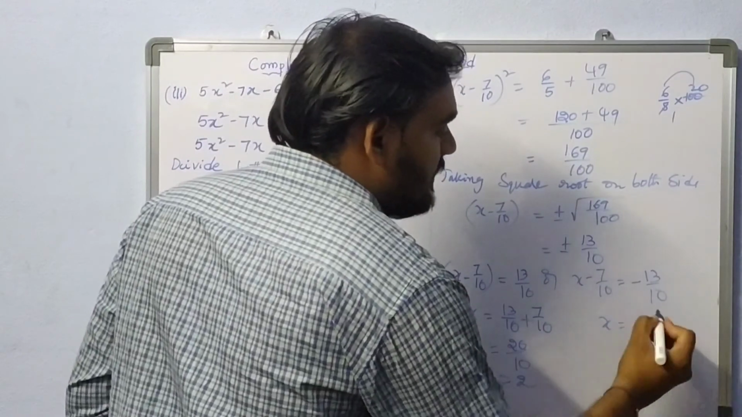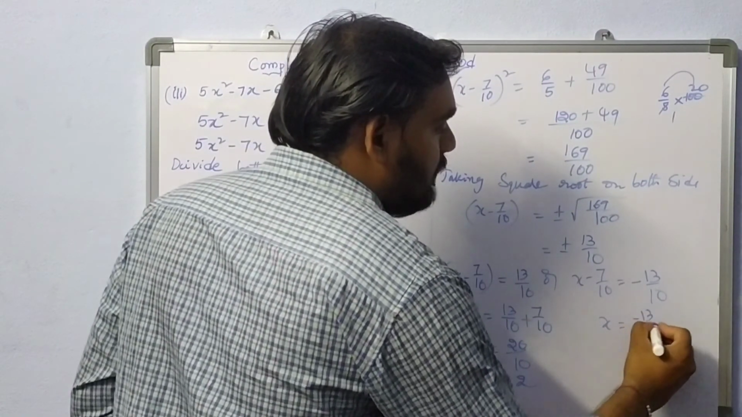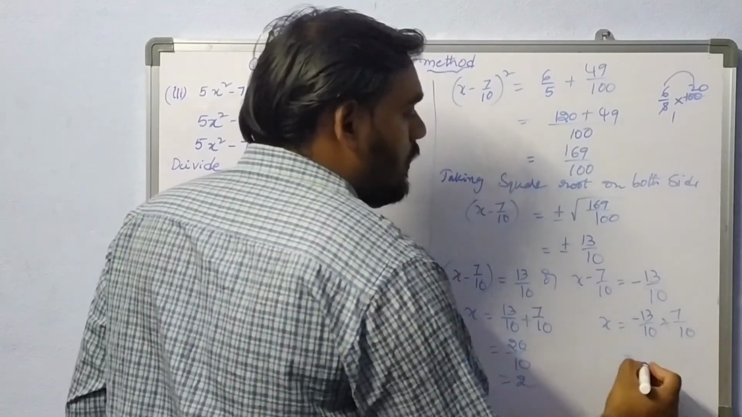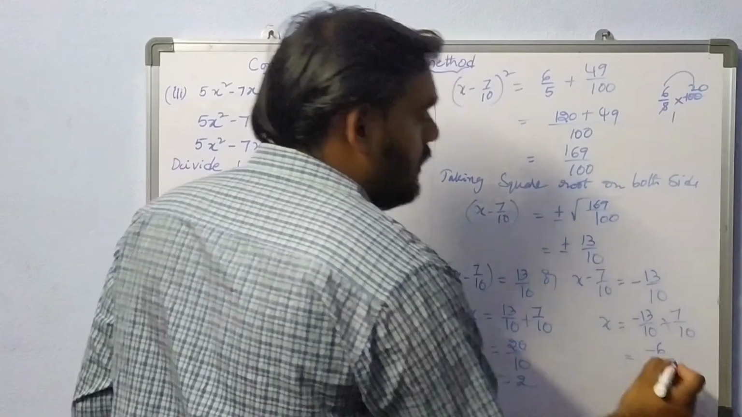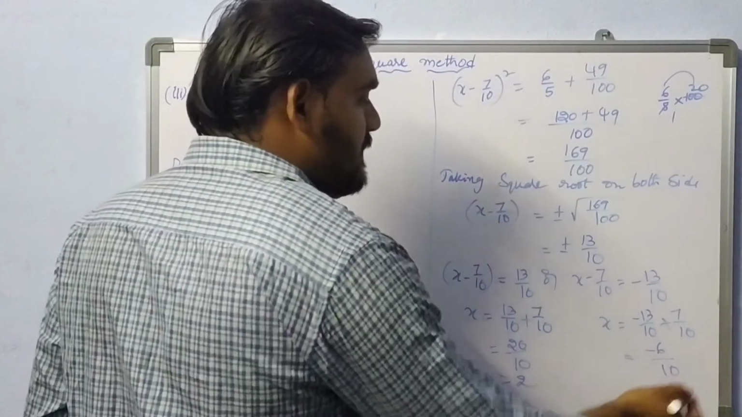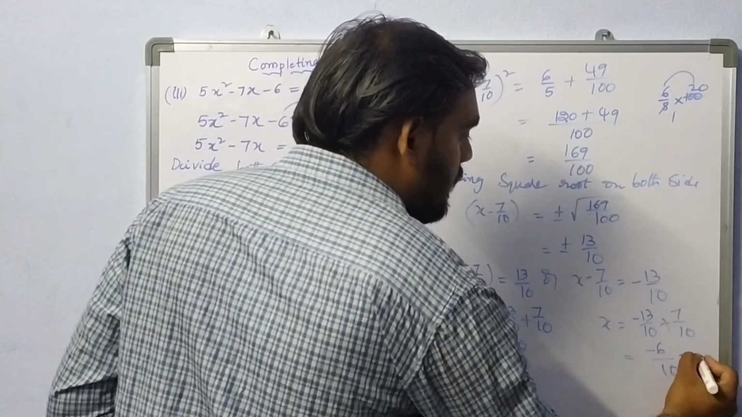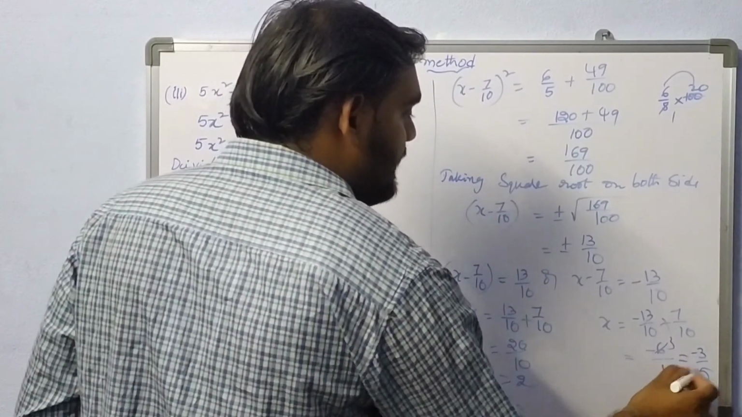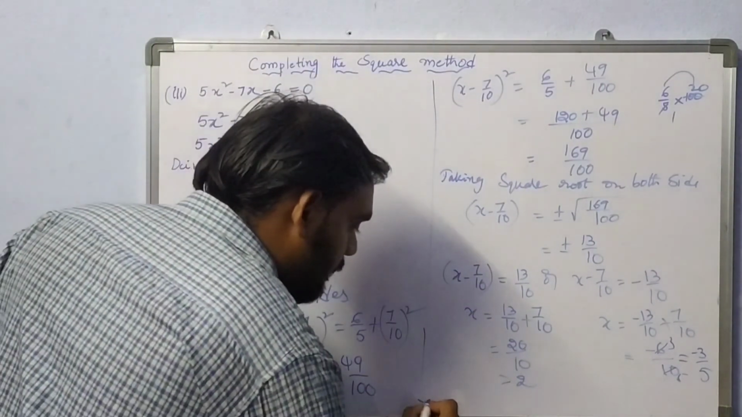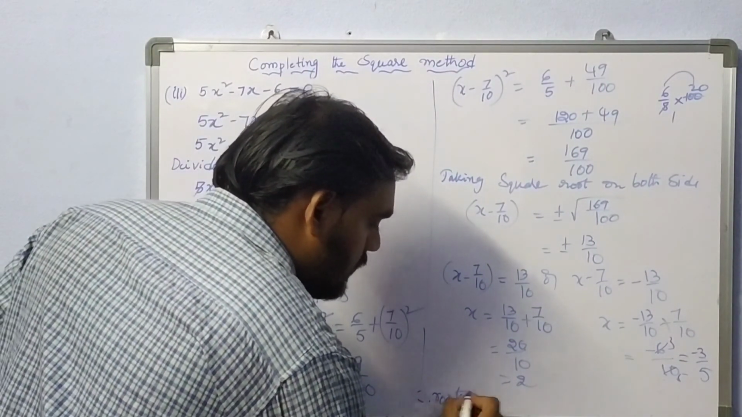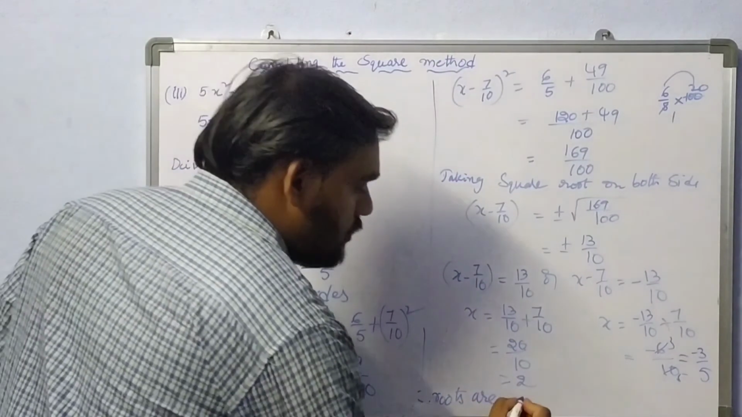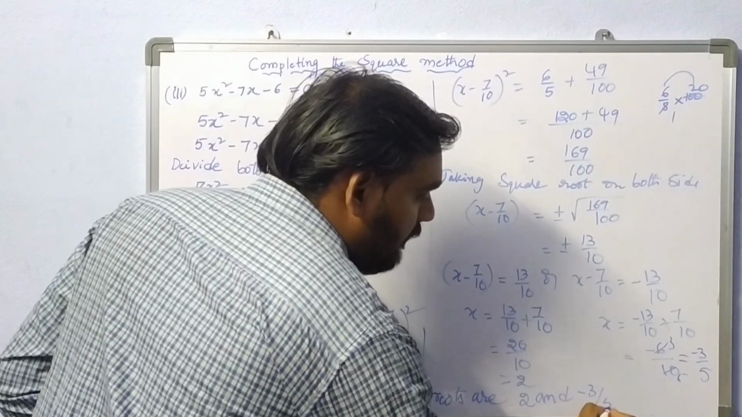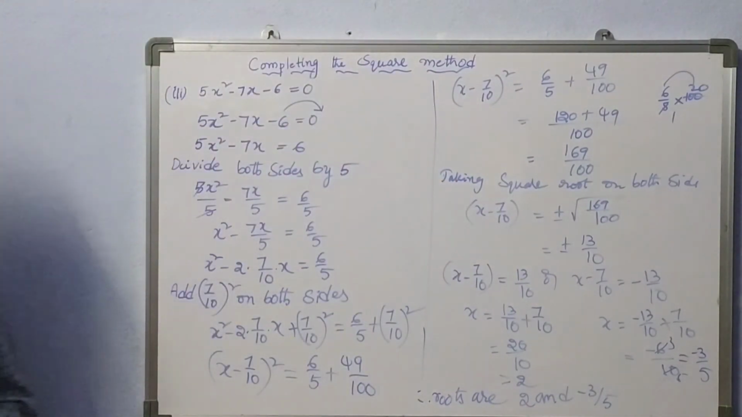So here x is equal to minus 13 by 10 plus 7 by 10. Now minus 13 plus 7, minus 6, so minus 6 by 10. So what will you get? You will get minus 3 by 5, by using the two tables, 2 threes are 6, 2 fives are 10. Therefore, the roots are 2 and minus 3 by 5. Okay, once check this one.